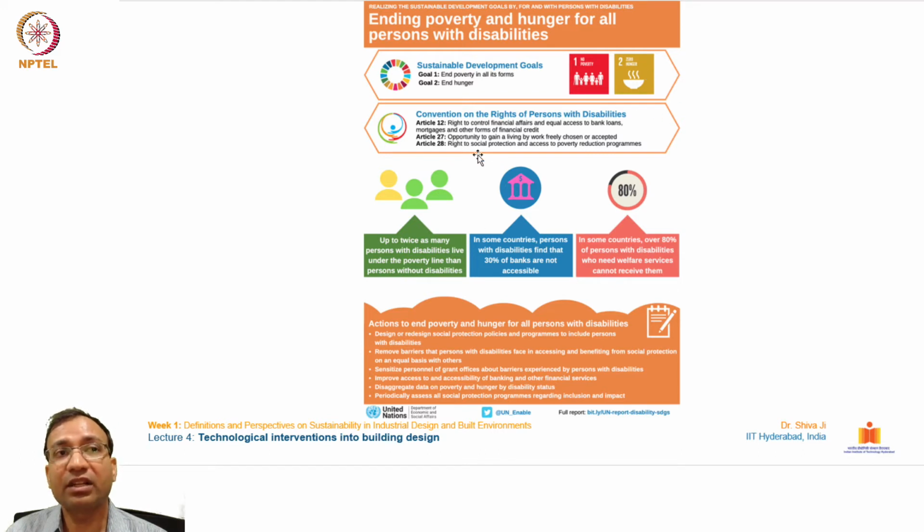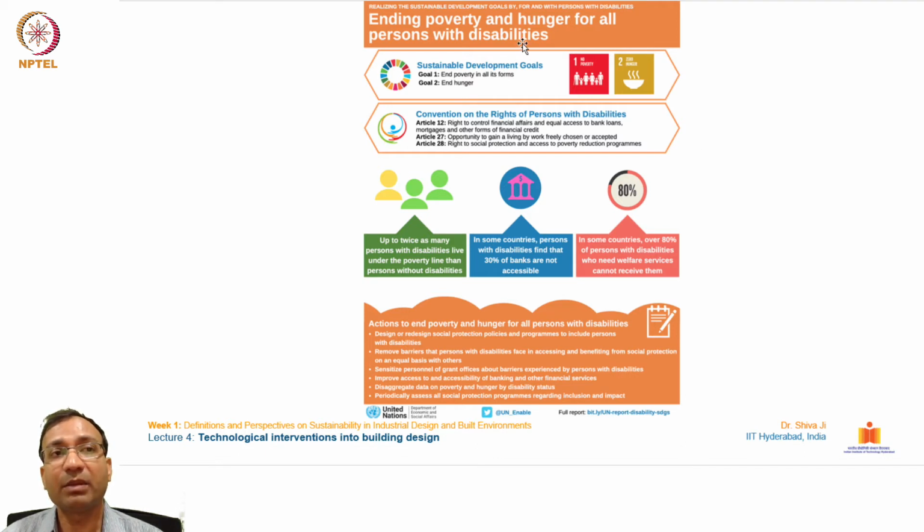So there are conventions undertaken on these objectives. So the Convention on the Rights of Persons with Disabilities, Article 12 talks about the right to control financial affairs and equal access to bank loans, mortgages and other forms of financial credit.